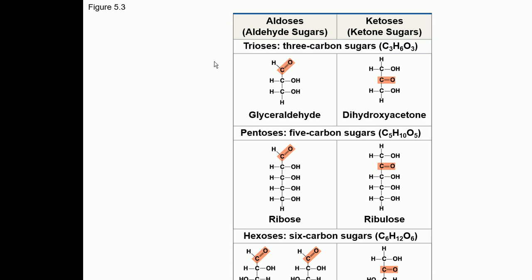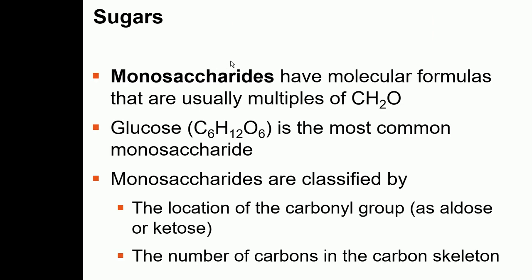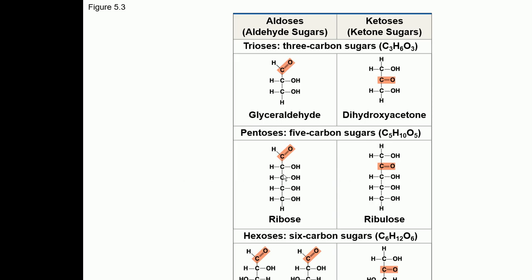So on the basis of the location of the carbonyl group, they are either aldoses or ketoses. If the carbonyl group is present at the end of the chain, then this group is called the aldehyde group. And if this carbonyl group is present in between the chain, then this group is called the ketone group, and the sugars are called ketoses. And if there is an aldehyde group, then the sugars are called aldoses.